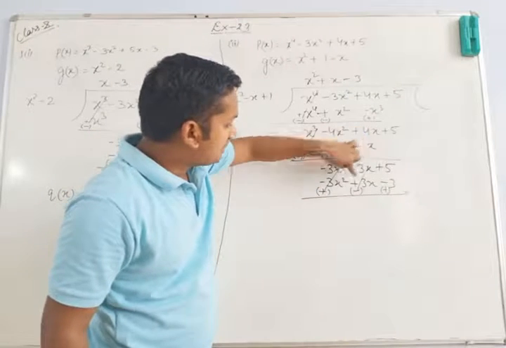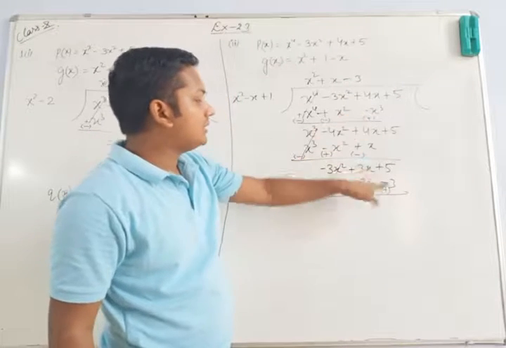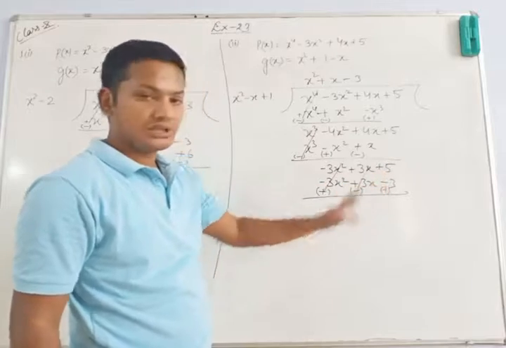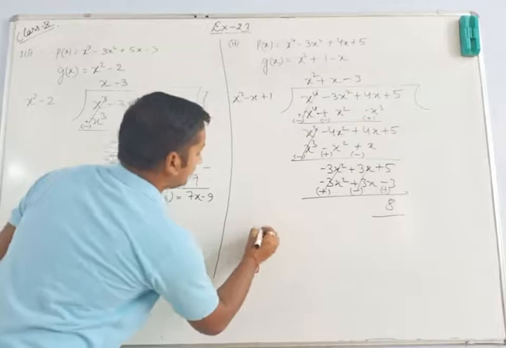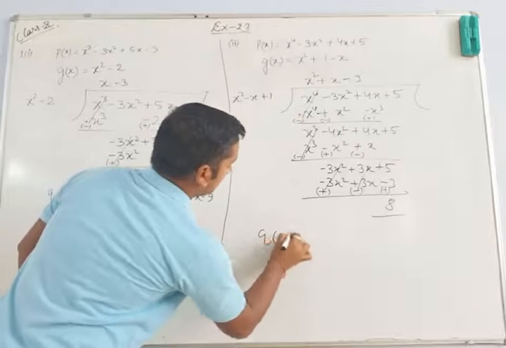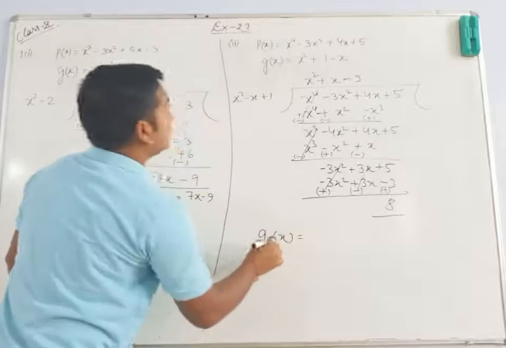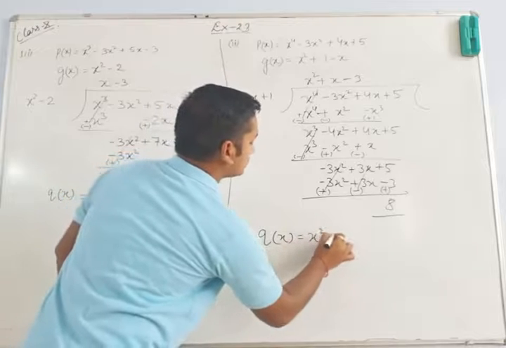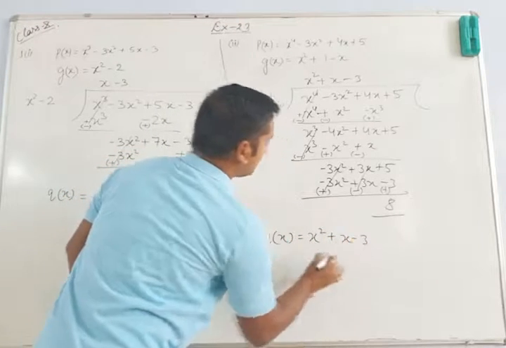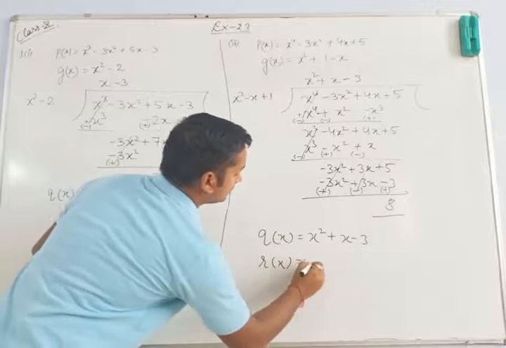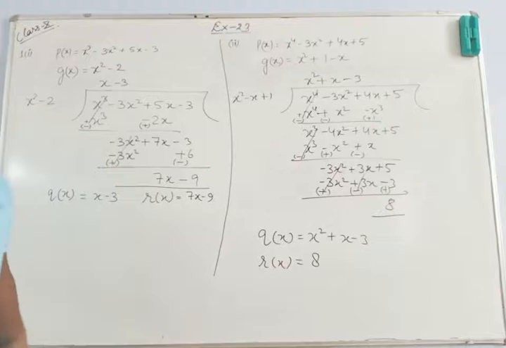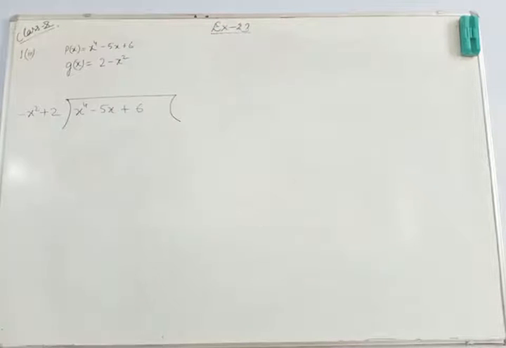This is plus and this is minus, this will be eliminated, and these two will be added up because both the signs are plus. Okay, so it will become 8. Now the qx in this division is what? X square plus x minus 3, and rx is what? The remainder is 8. So it is the end of the second question. Now the third question. So here is the third part.